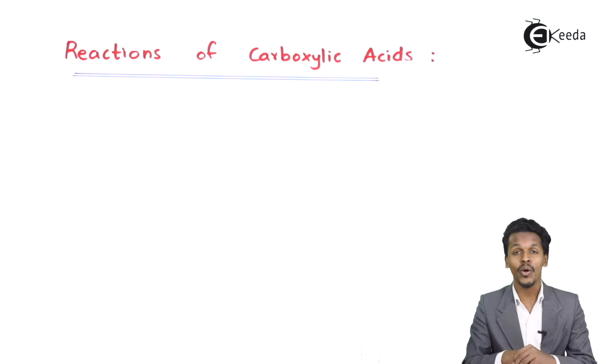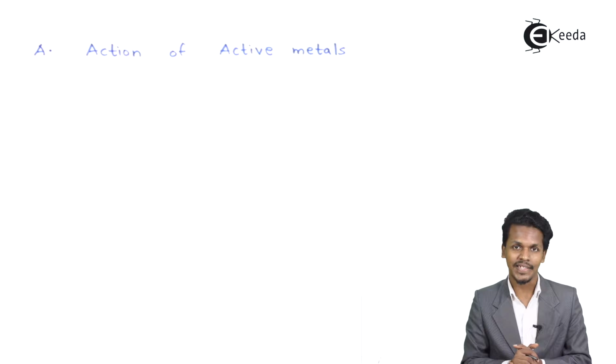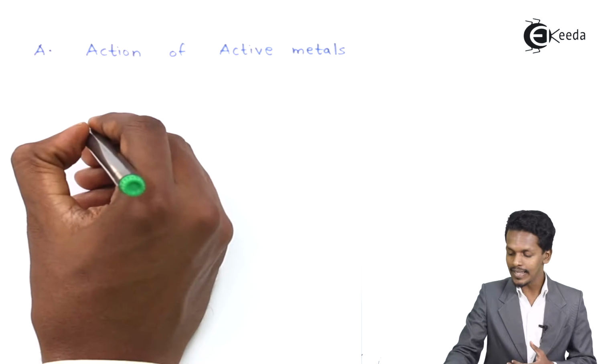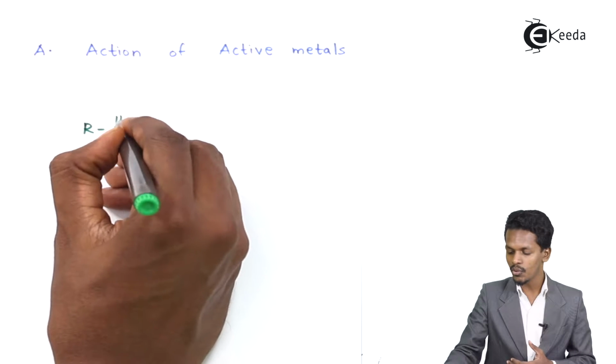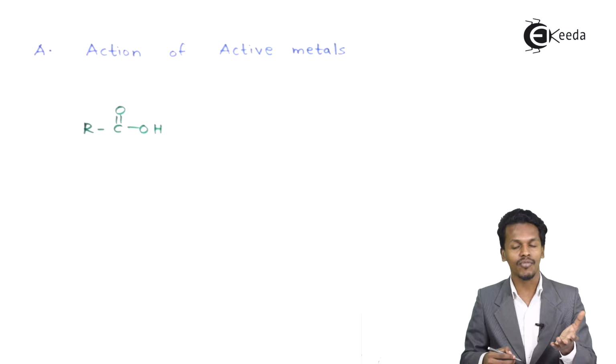So friends, in this lecture we are going to cover the different reactions that could be exhibited by the carboxylic acid, and for that let me start with the first one. The first one is the action of active metals on carboxylic acid. Let me explain this with the help of a general reaction. RCOOH is known as carboxylic acid. That is the general formula for it.